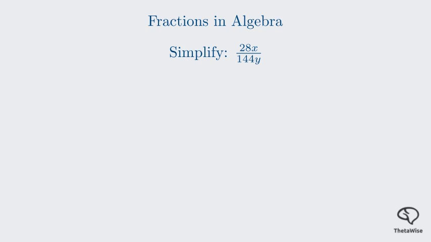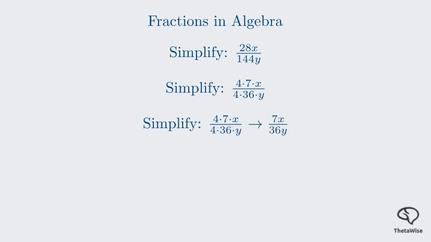To do this, we find the greatest common factor of the numerator and the denominator. The greatest common factor of 28 and 144 is 4. We can rewrite 28 as 4 times 7 and 144 as 4 times 36. Now, we can cancel out the common factor of 4 from the numerator and the denominator. This leaves us with the simplified expression 7x over 36y.